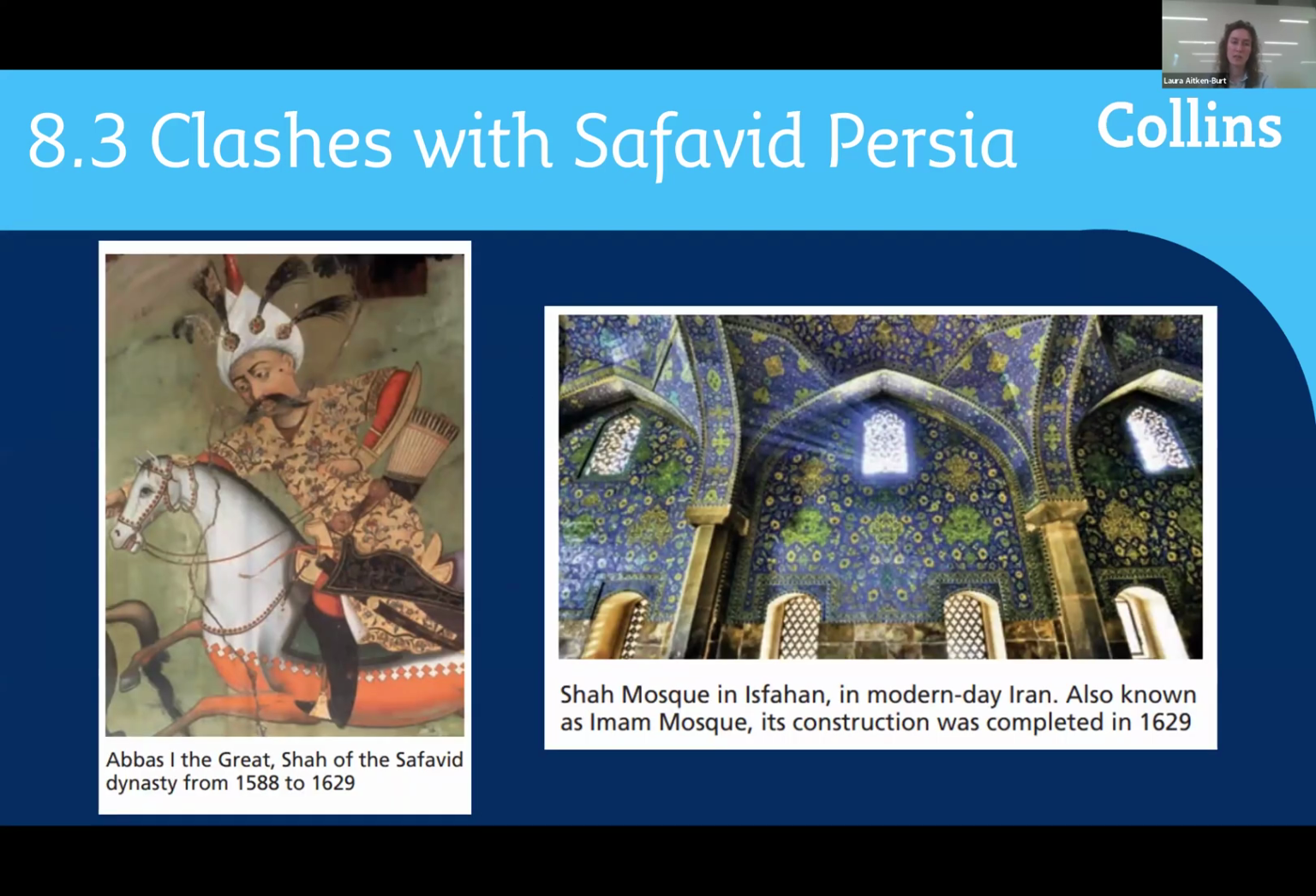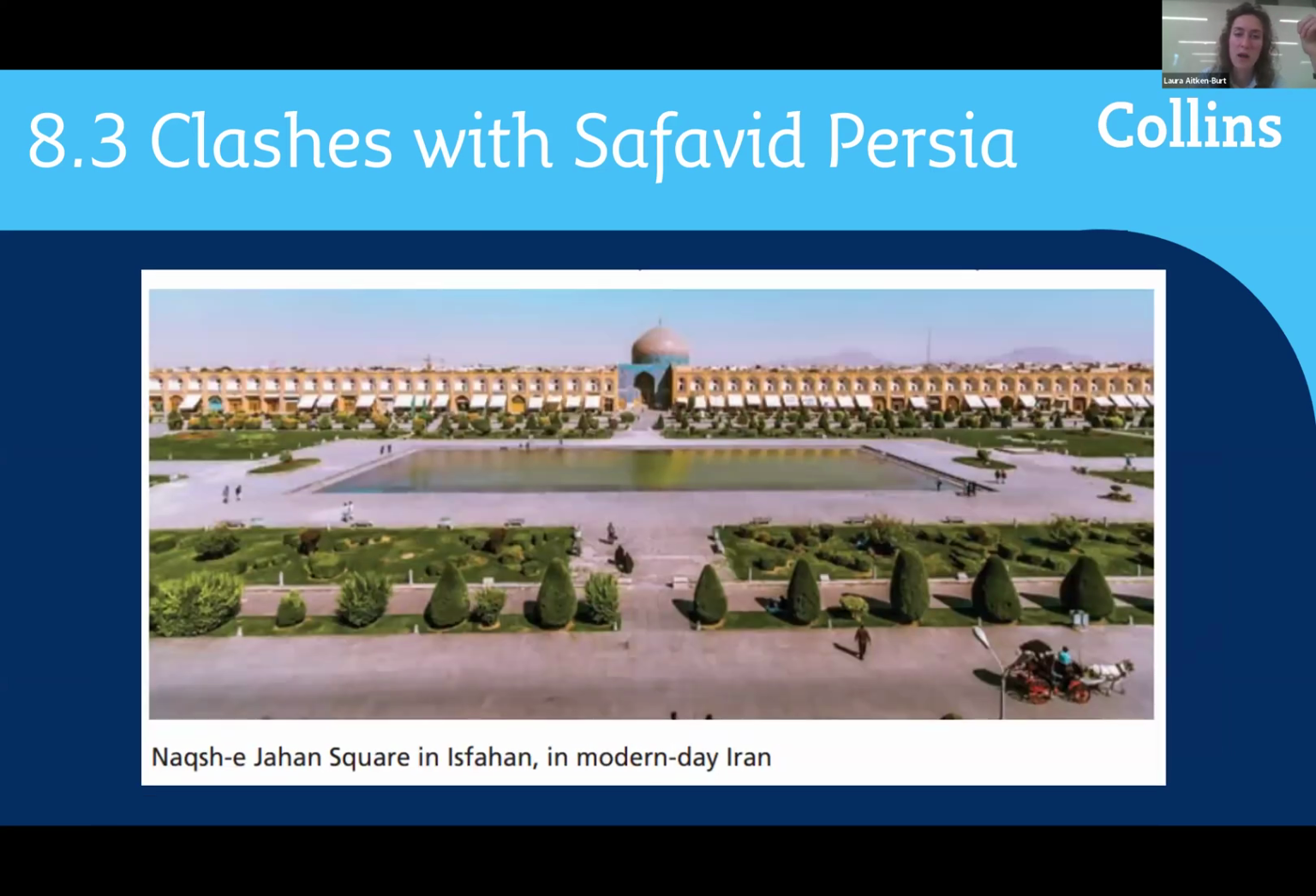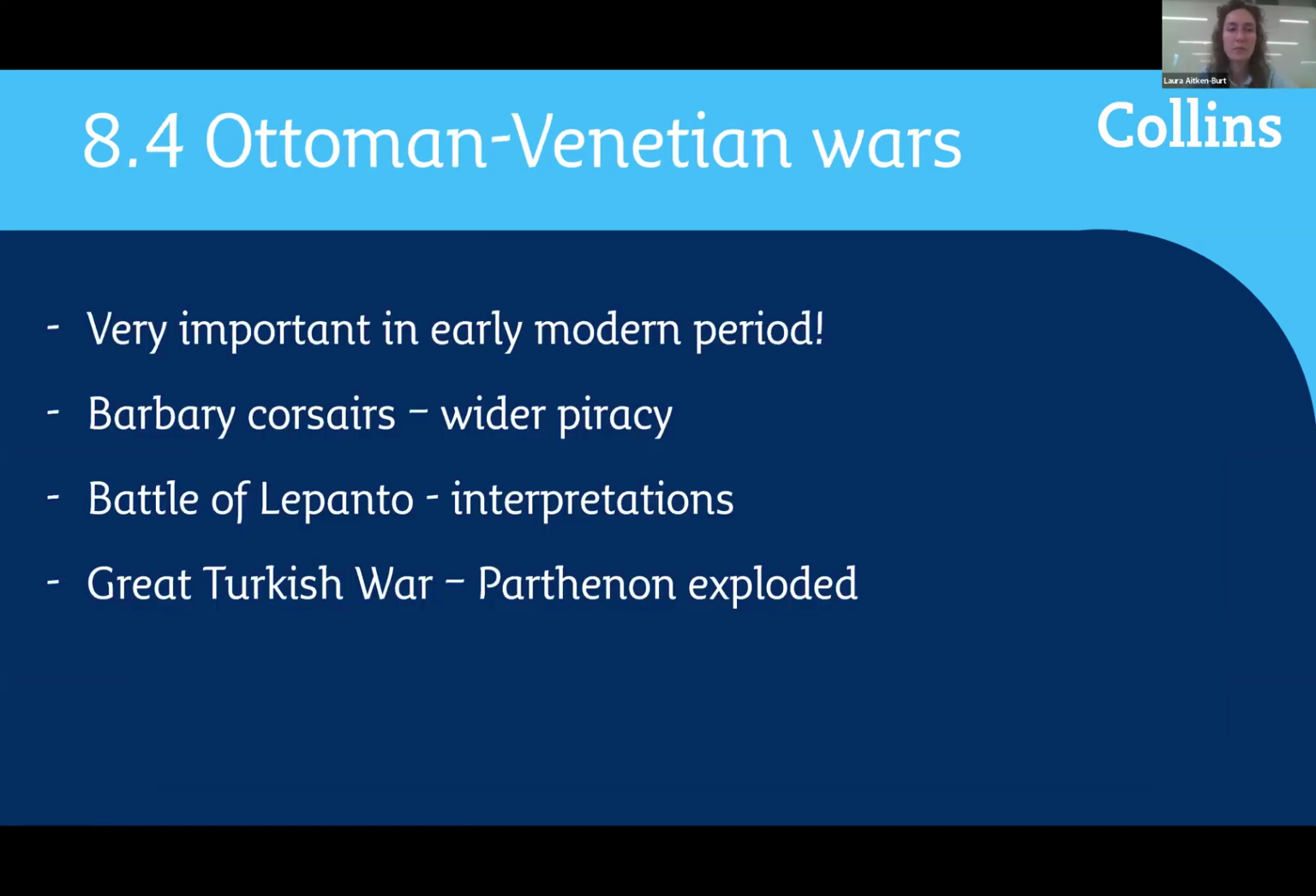So yeah, we've got some fantastic manuscripts that you can look at, like the Shahnama painted manuscripts where you've got good pictures of the Shahs, and you've got the Shah Mosque there, and there's Naqsh-e Jahan Square, which still looks like that. It's pretty impressive. The Ottoman-Venetian Wars are really interesting to think about how successful they actually are.